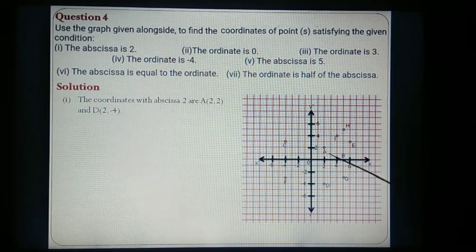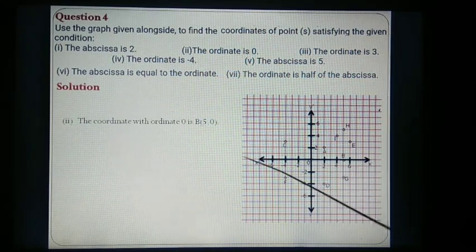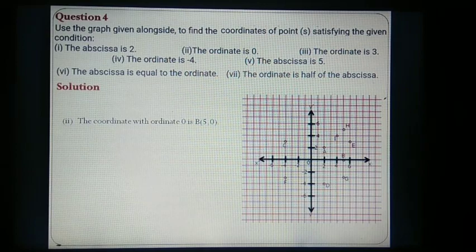So the point which I mentioned on the x-axis is only B, right? So the coordinate of B is going to be in between 4 and 6. So abscissa is going to be 5 and ordinate is 0. So that's why the coordinate with ordinate 0 is B, that is 5 comma 0.